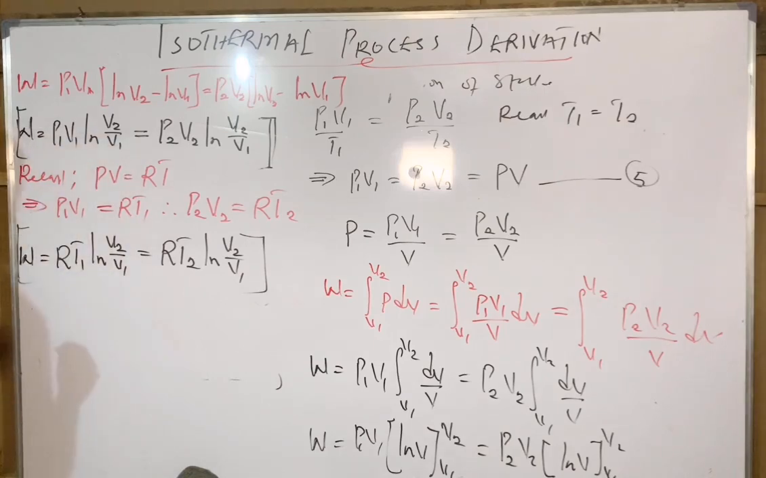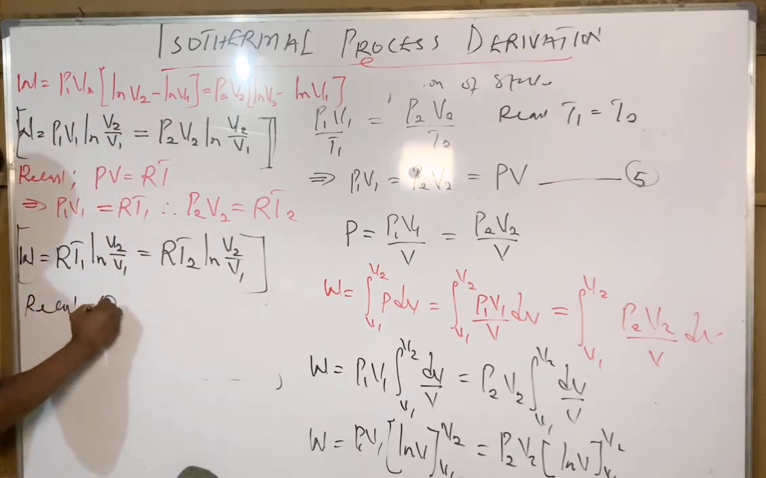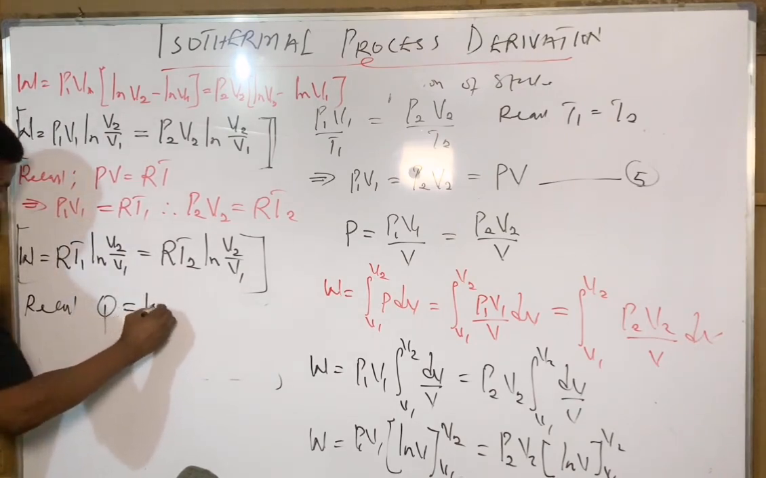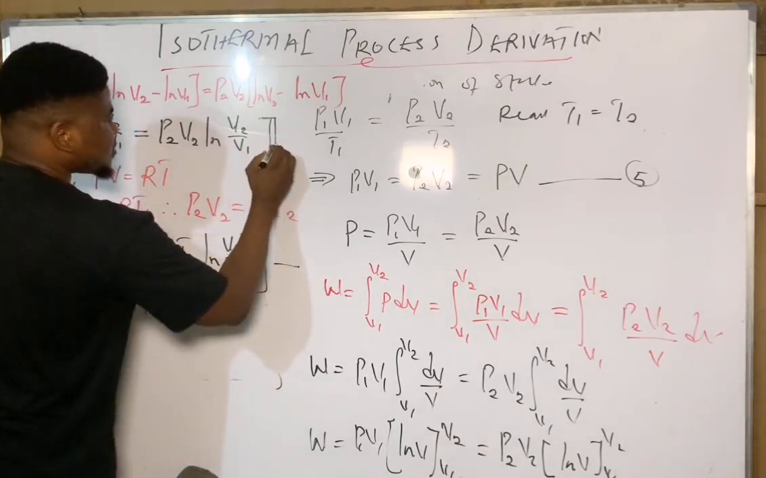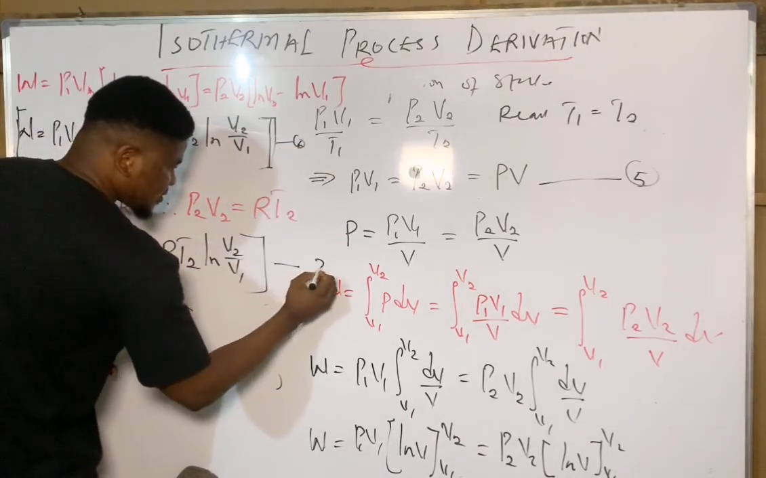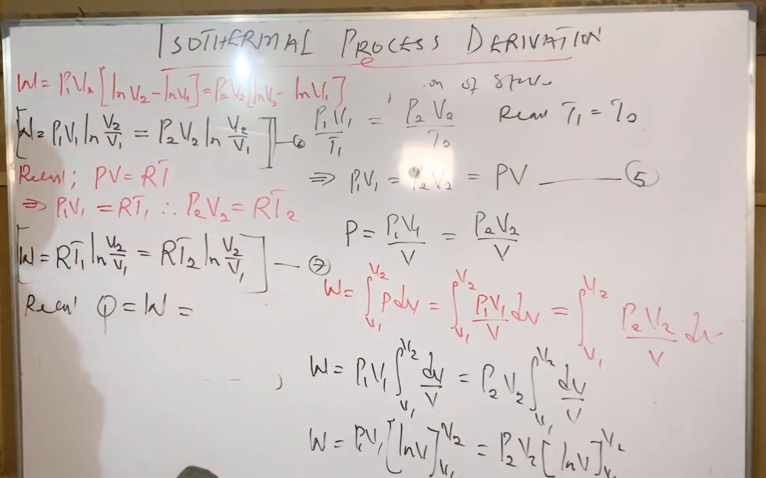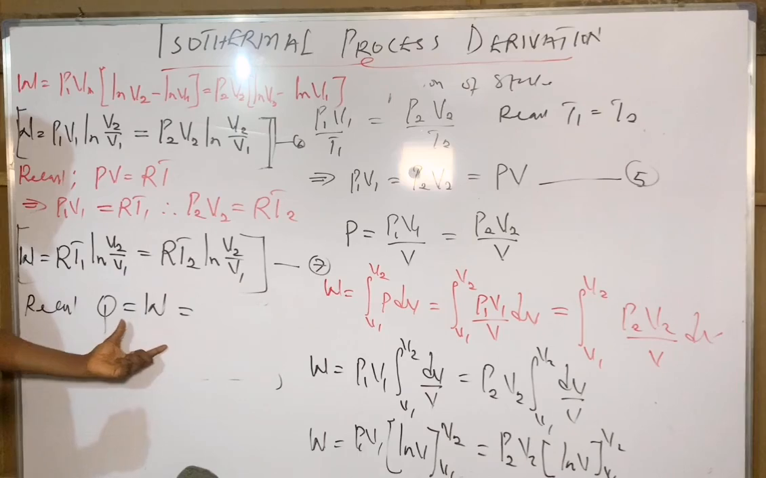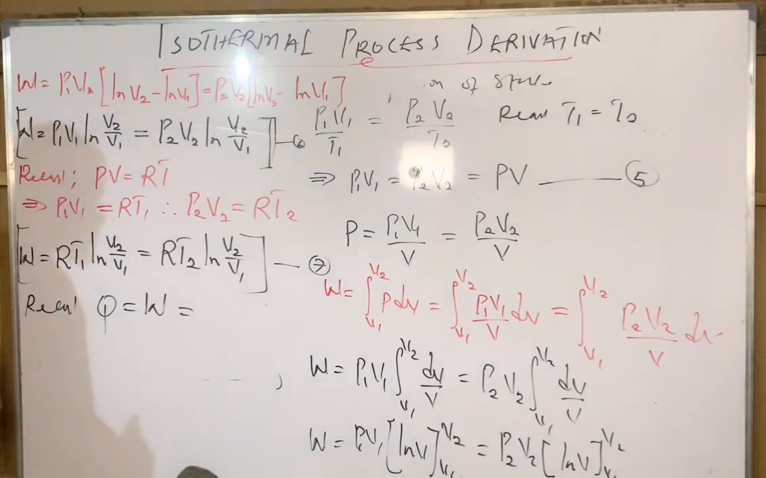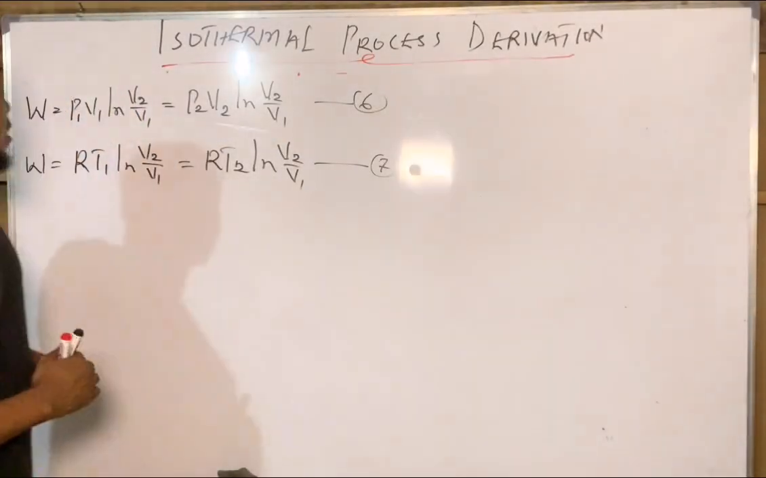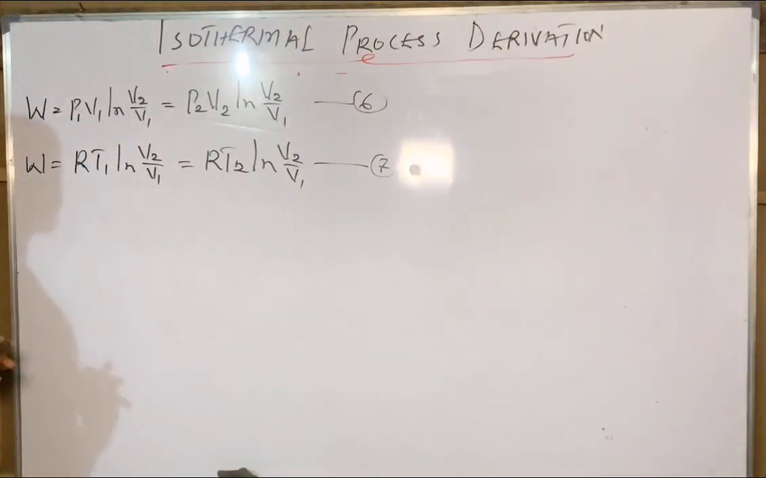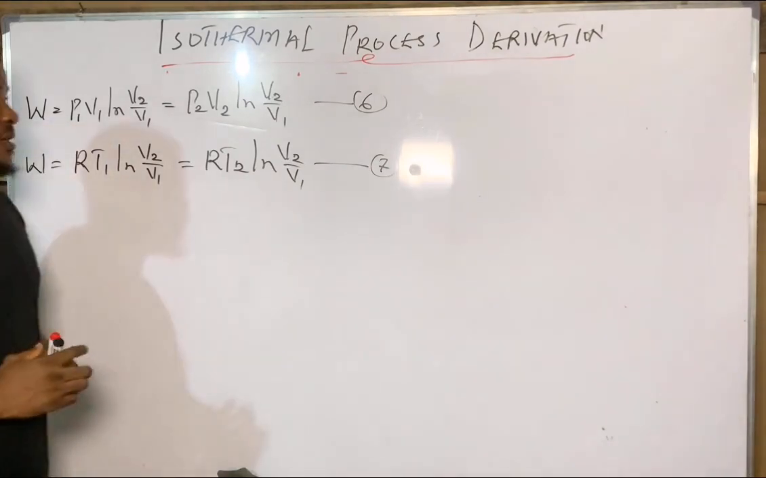And these equations are valid, recall, for heat. They are all valid for heat. Heat supplied is equal to the work. So these two equations, call this equation 6 and this equation 7, are valid for both work and heat supplied in an isothermal process. Alright, so these are the two basic equations we've gotten for work done in an isothermal process.